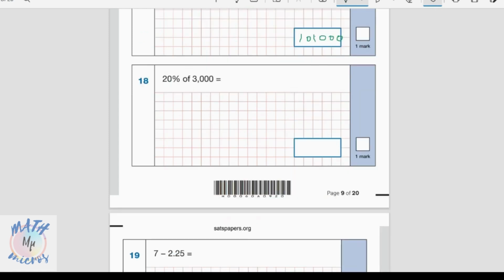The 18th question, 20% of 3000. So we all know 1% of 100 is 1, right? So 1% of 3000 is equal to 30. All right. So what is 20%? 20% is 30 times 20. This is 600. And that's your answer.